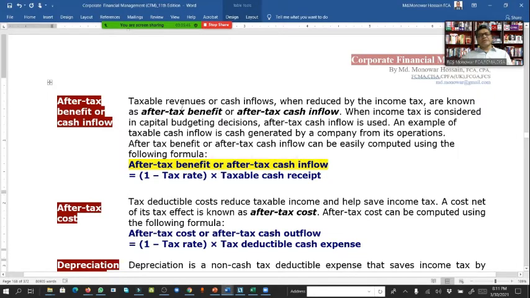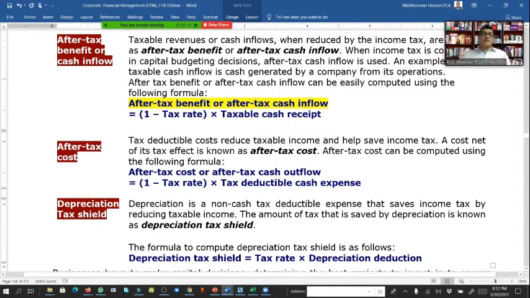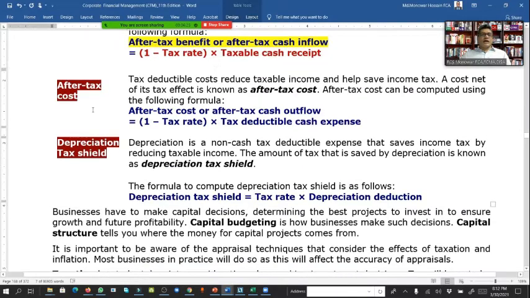So the taxable revenue or cash flow when reduced by the income tax is known as after-tax benefit or after-tax cash inflow. And when income tax is considered in the capital budgeting decision, after-tax cash inflow is used. For example, the taxable cash inflow generated by the company from its operation, the after-tax benefit or after-tax cash inflow, can be easily computed with this formula, and it is generally accepted. We all know this formula very well. Now, after-tax cost.